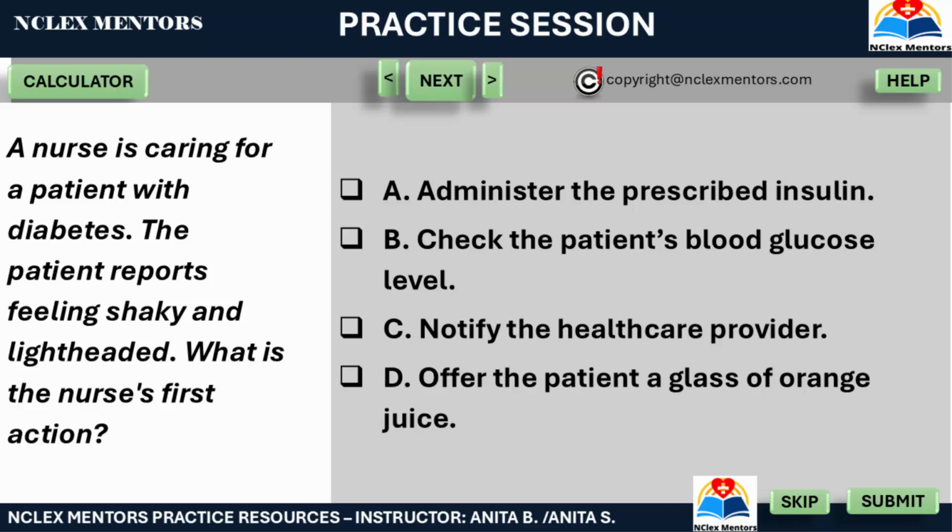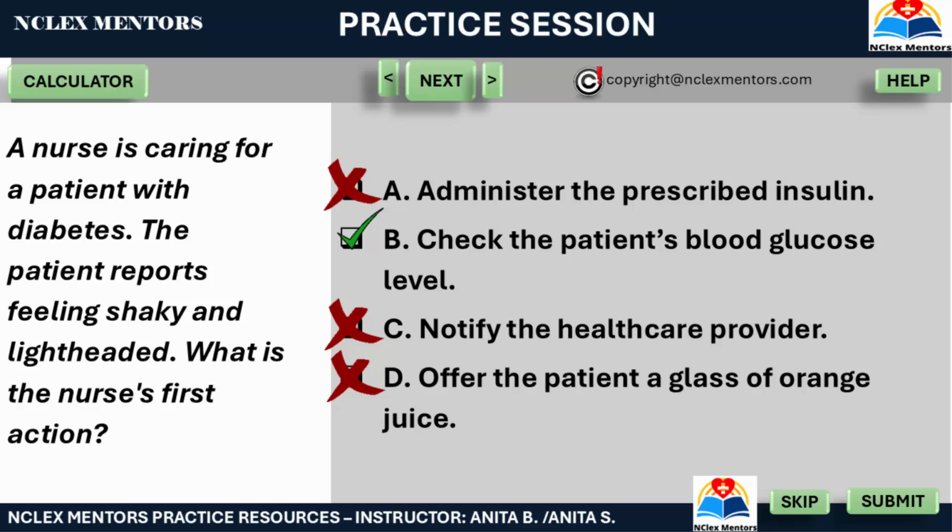The options given to you on the screen are: A. Administer the prescribed insulin. B. Check the patient's blood glucose level. C. Notify the healthcare provider. D. Offer the patient a glass of orange juice. The correct answer in this case is option B. Check the patient's blood glucose level.